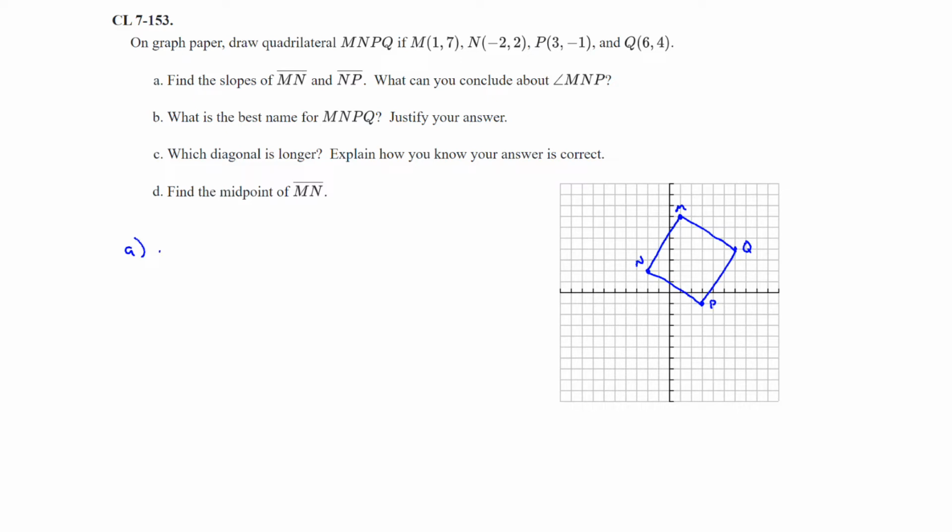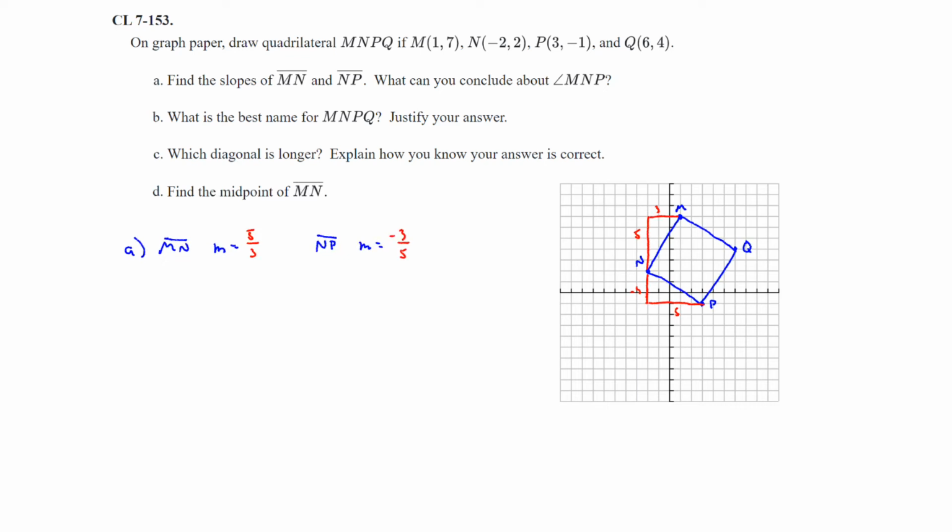So line segment MN is going to have a slope of, I'm just going to do a slope triangle. So we're going to go up 1, 2, 3, 4, 5 and over 3. So therefore my slope is 5/3. And then I'm going to do the same thing with NP. So I'm looking for line segment NP and the slope of that line. And so for NP, if I go from N to P, I'm going to go down 3 and to the right 5. So my slope would be -3/5.